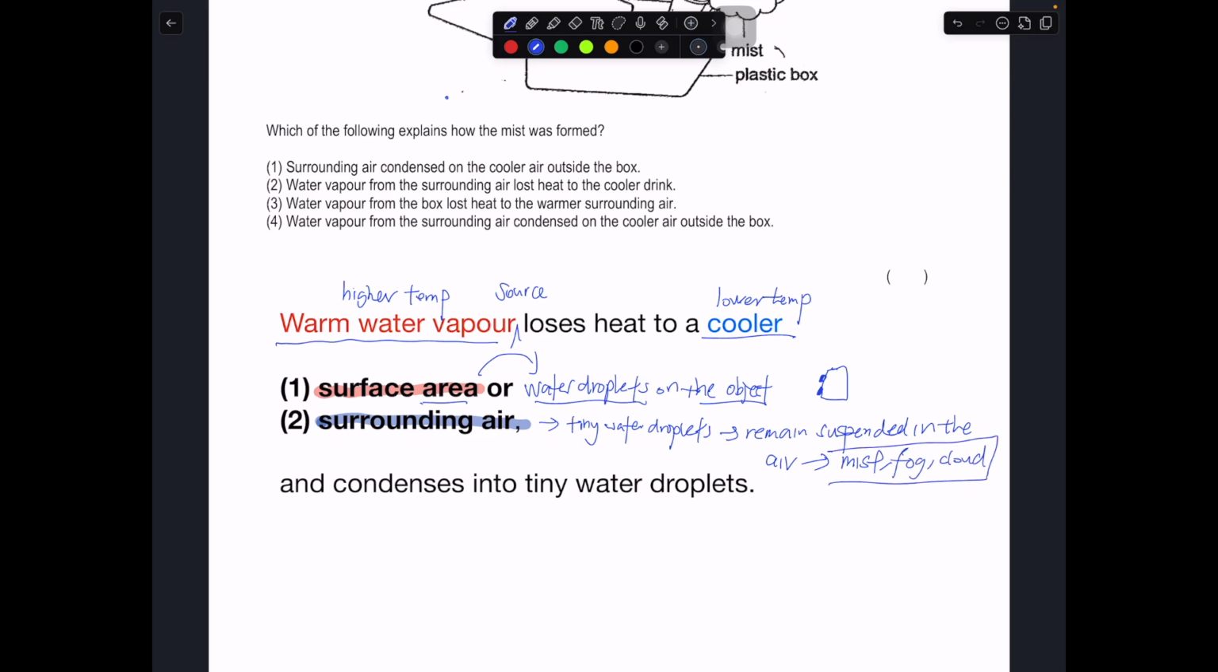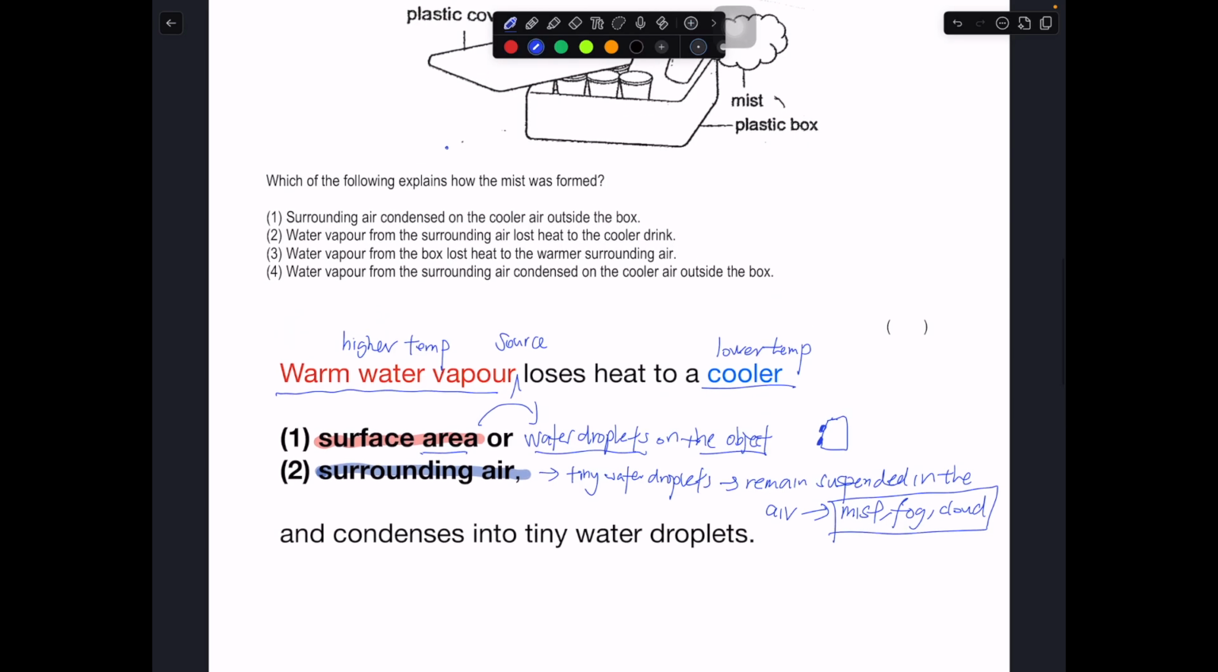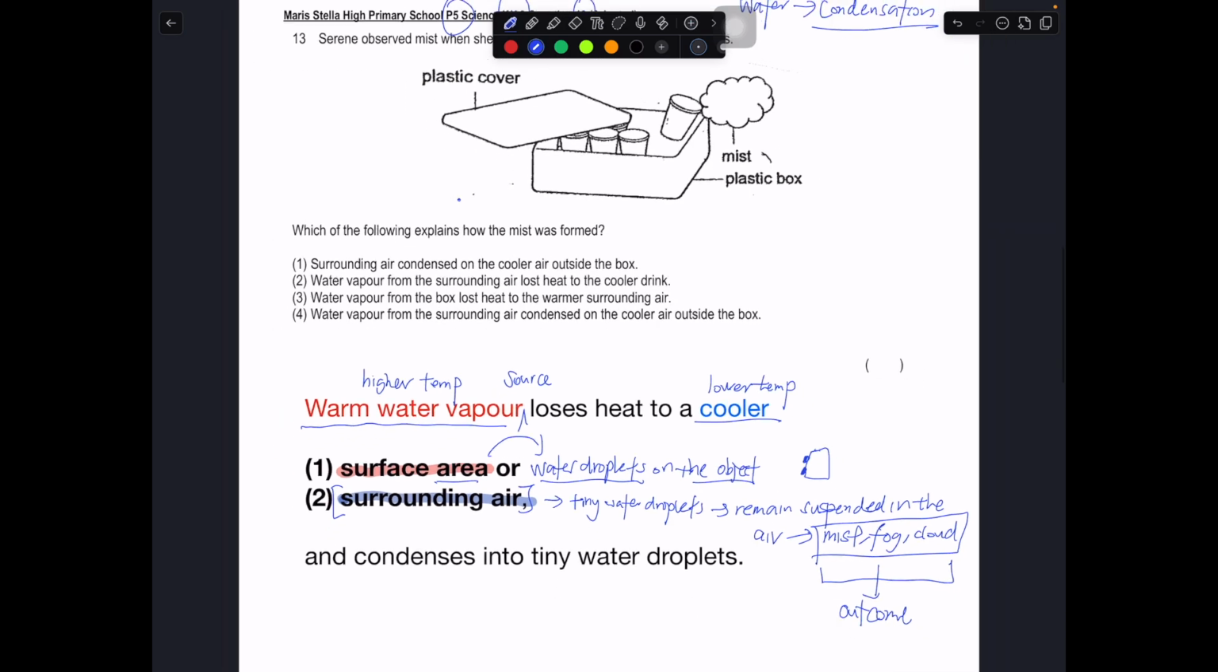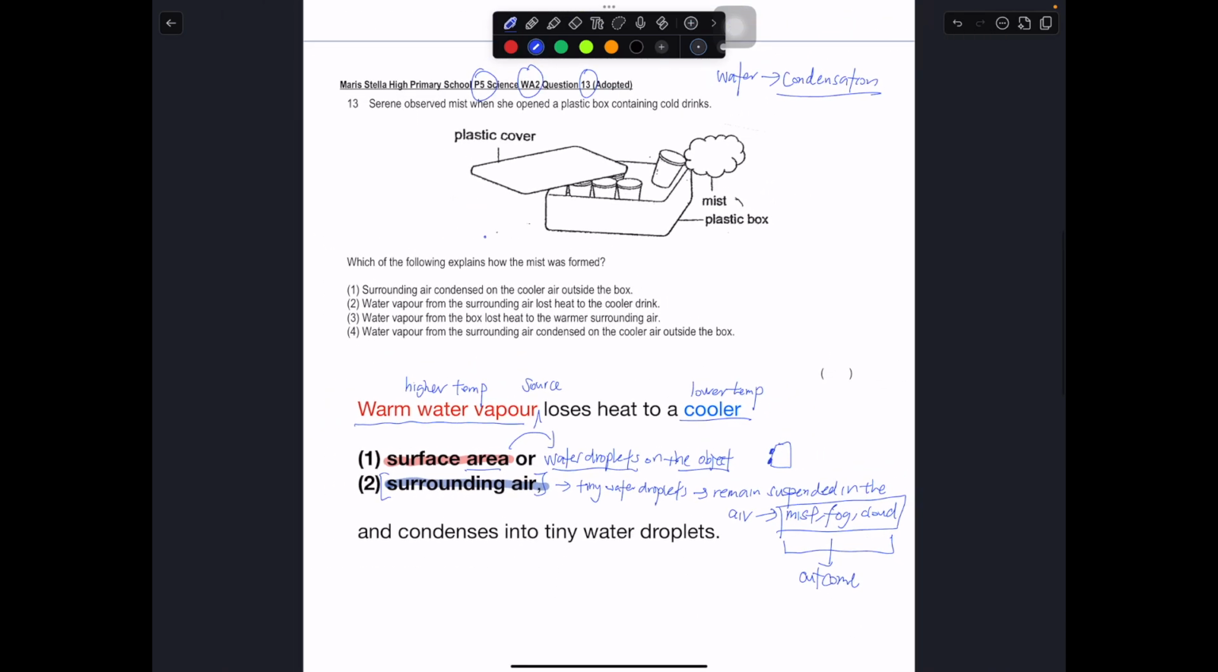So that means the clue is every time when you see these few words, mist, fog, or cloud, okay, it means that the water vapor must have lost heat to a cooler surrounding air, not surface area. Not surface area. Because the outcome, the end product you're looking at is mist, fog, or cloud. It is tiny water droplets that remain suspended in air because their mass is very, very light. So with this new understanding, it's easier for us to tackle this question right now.